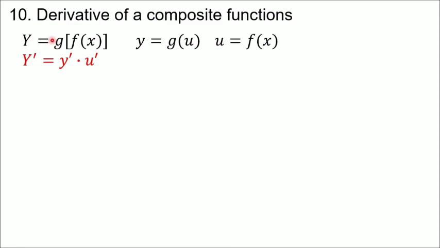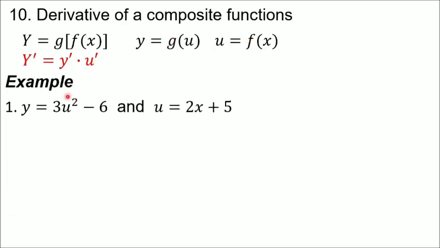Capital Y prime here equals the g of the function of x. So let this function of x is our u. So if y is g of u, and then our u is the f of x. So to solve for the derivative of the y here, y prime is just equal to the y prime, this one, the derivative of this times u prime, the derivative of that. To make this clear, we have your example.